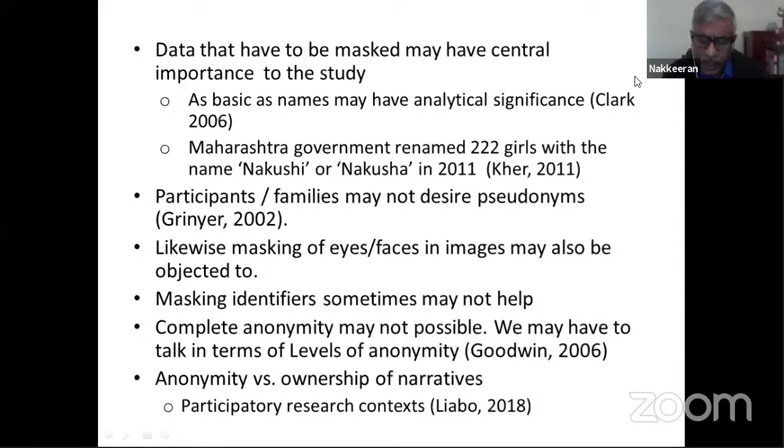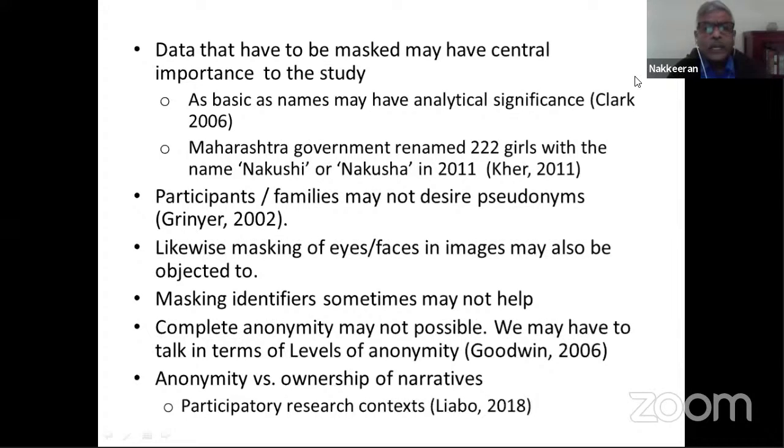And there may be a situation where people or family members of participants don't want anonymity. They may be upset that your son's narrative of fighting the disease is given a name which is totally alien to the particular culture. We have studies like that. Likewise, with masking of a face or a black band across the eyes, participants may, or certainly will, object to their presentation in that particular manner. So for many reasons, masking or anonymization is either not possible or not appropriate, or people don't want it. Therefore, complete anonymity may not be possible.